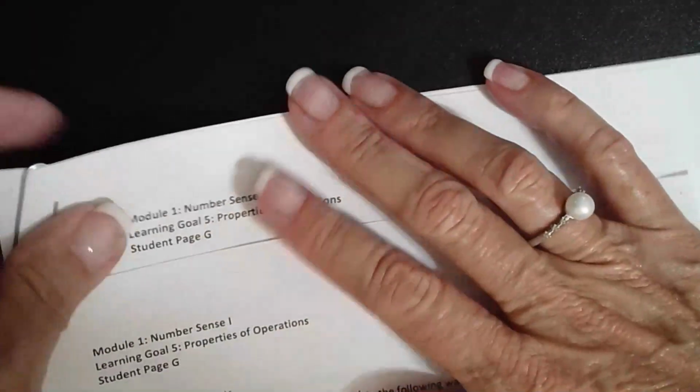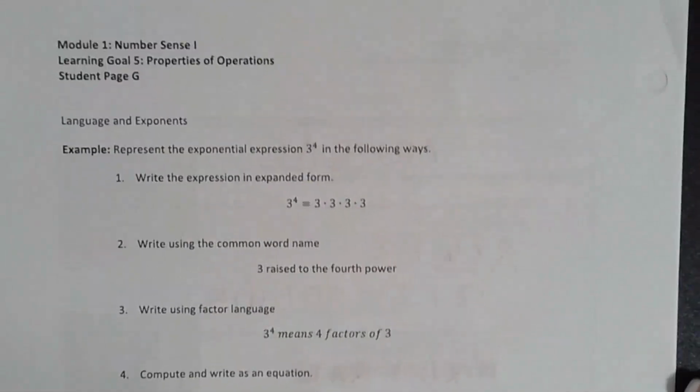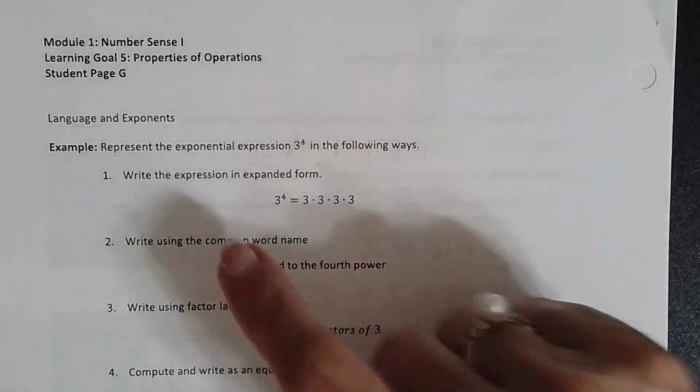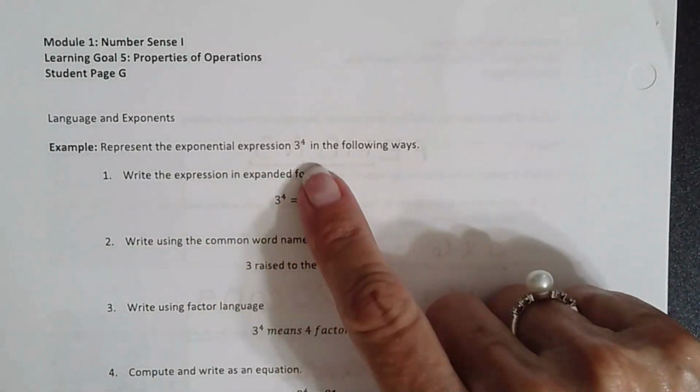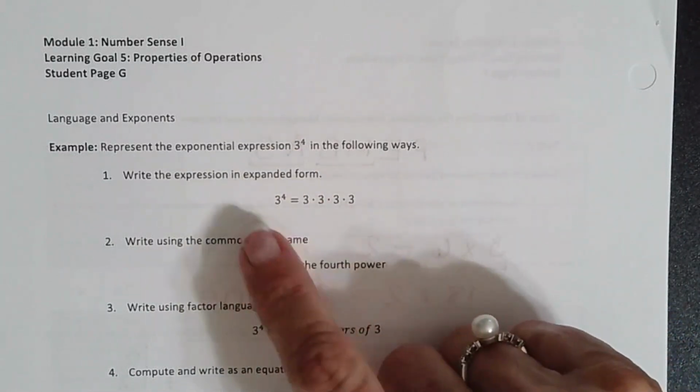Okie dokie. So next we're going to talk about exponents, since we haven't talked about that part of our Please Excuse My Dear Aunt Sally yet. Language and exponents. So represent the exponential expression in the following ways. So write the expression in expanded form.